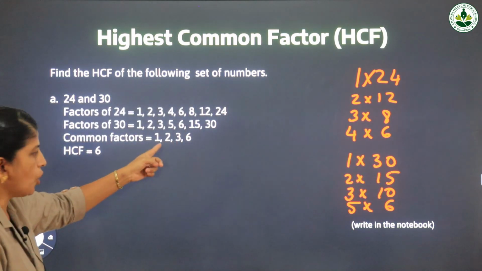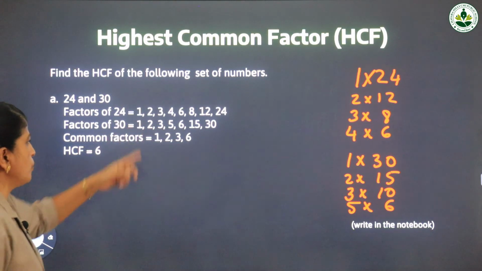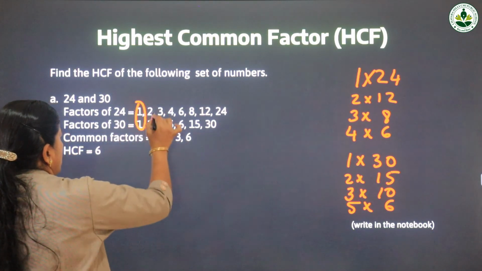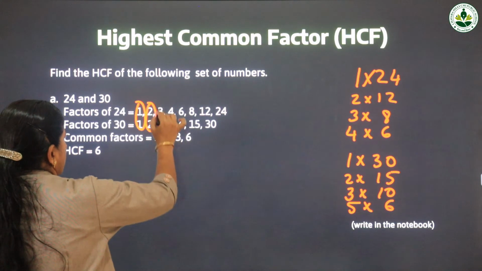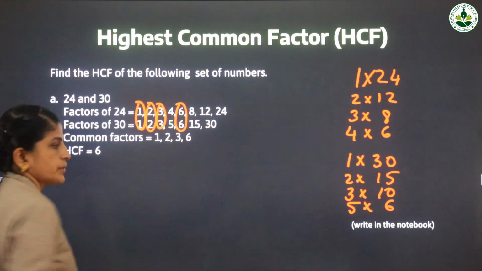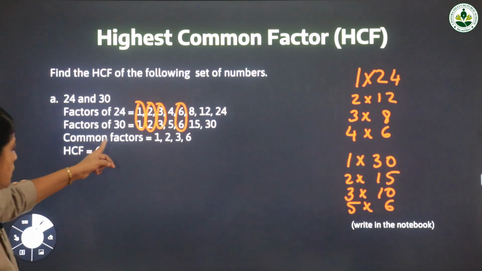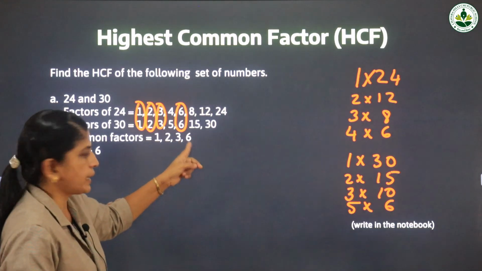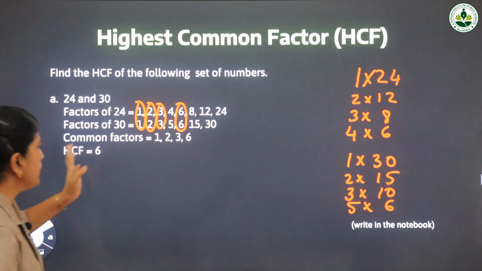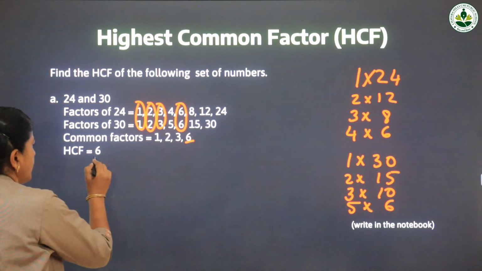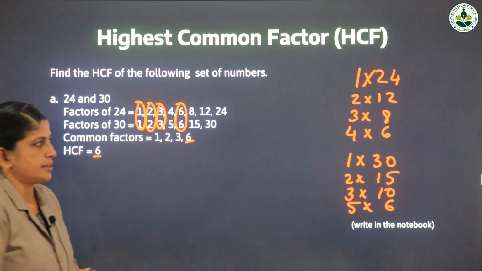Then find out the common factors. 1 is common in both the numbers, 2 is a common factor, 3 is a common factor and 6 also is a common factor. Therefore, the common factors are 1, 2, 3 and 6. From that, the biggest is 6. That's why the highest common factor is 6.